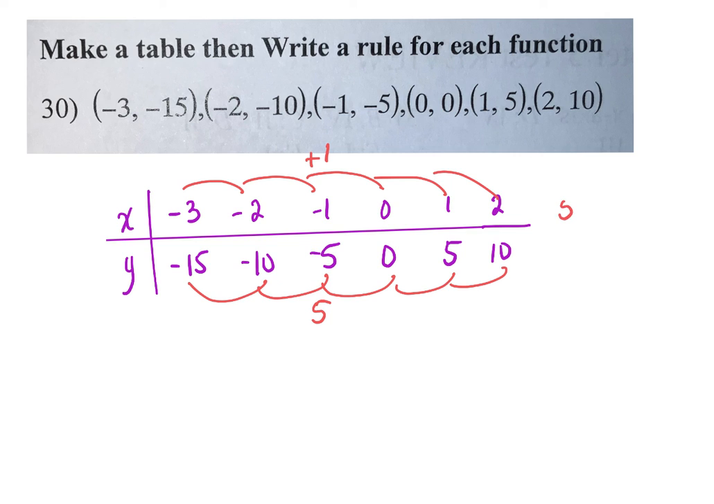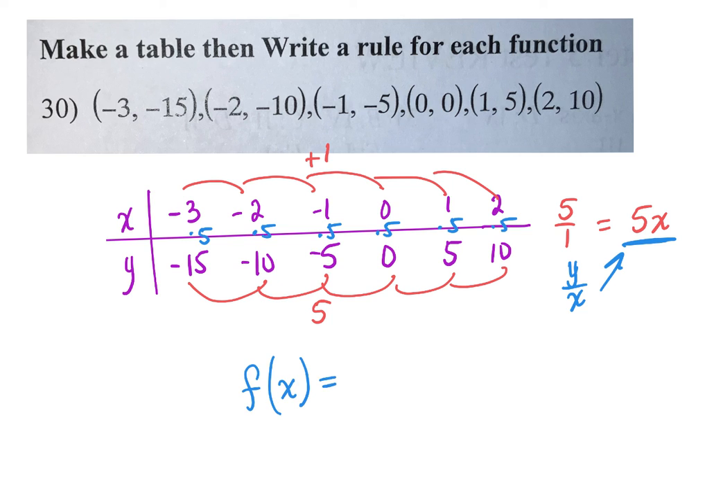So the first thing we're going to look at is 5 over 1. What happens when we multiply x by 5? Does that work? Well, 3 times 5 is 15, negative 15. Negative 2 times 5 is negative 10. It appears that just multiplying by that is working. It works for every single one of them. So the ratio that we got of y over x actually works. Multiplying by 5 works. So that is my answer. F of x equals 5x. And so you can see that that ratio works.